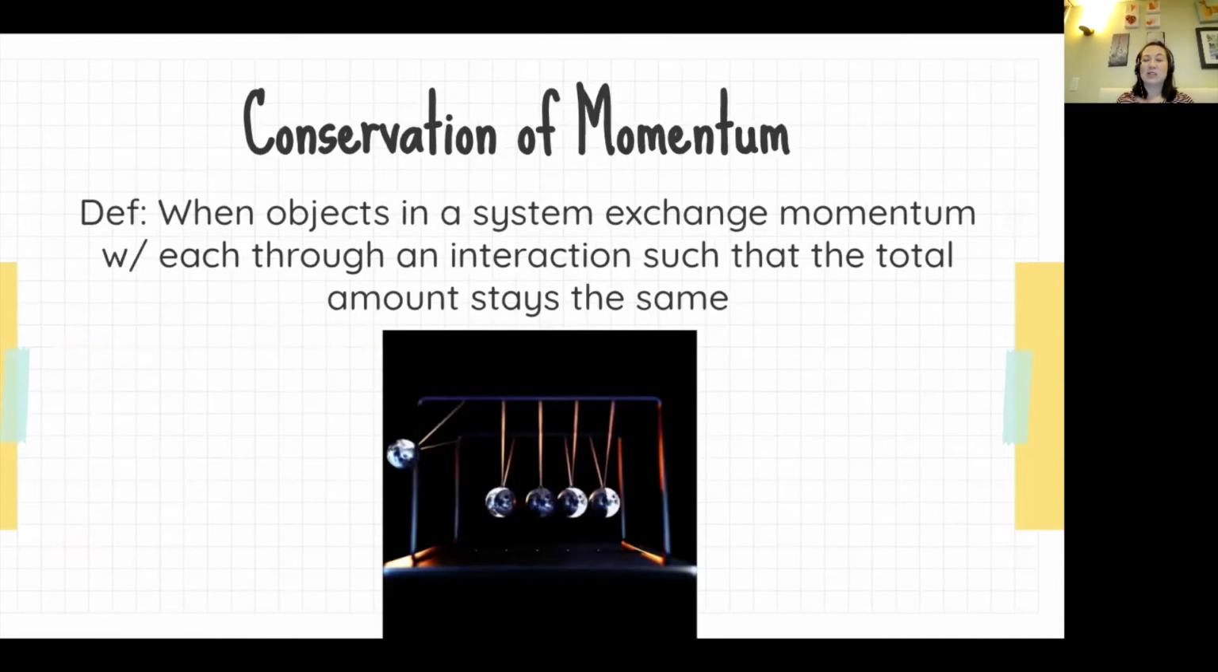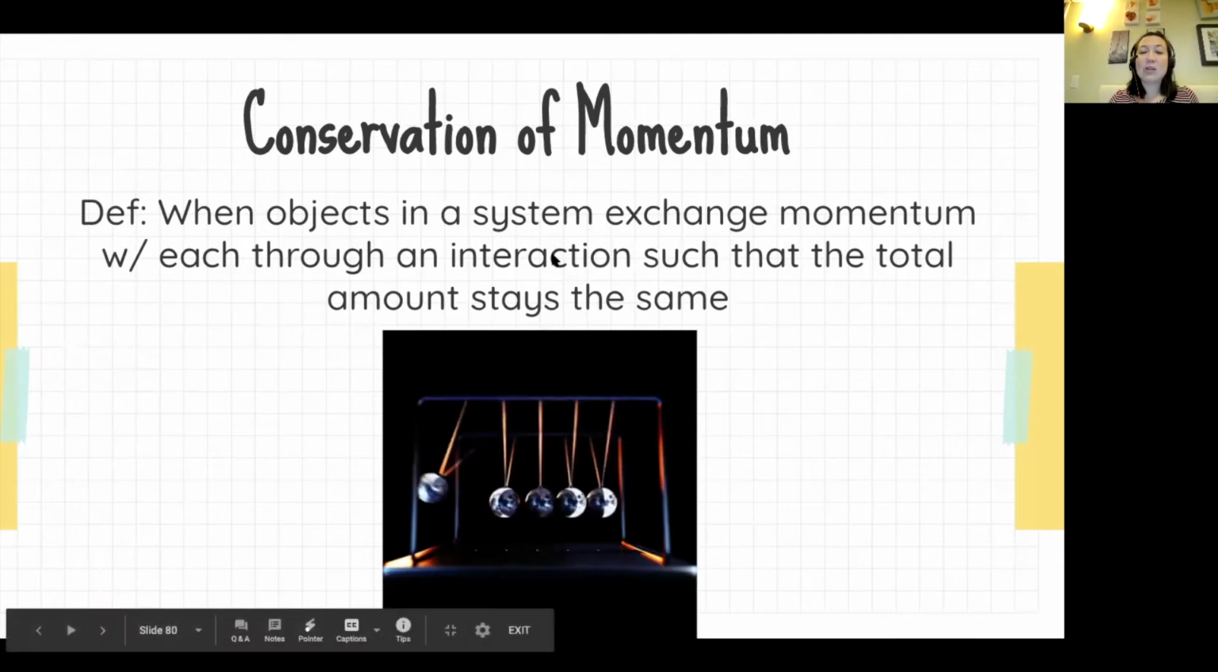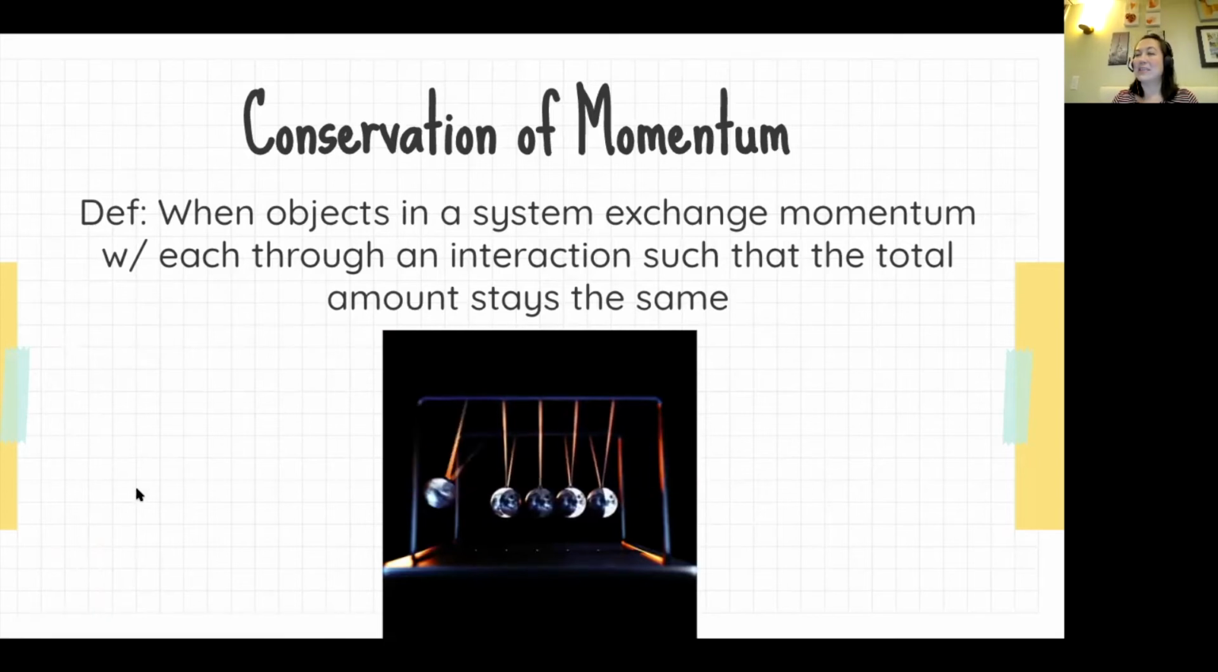Conservation of momentum is when two or more objects in a system only exchange momentum with each other. And how does one exchange momentum? Through an interaction. And whenever you see this word interaction here, I want you to think Newton's third law, interaction force pair. Big idea here. Because these spheres are only interacting with each other, momentum can only be transferred to adjacent spheres. That means the total momentum will always stay the same in this system, which is why the spheres always have the same velocity after.